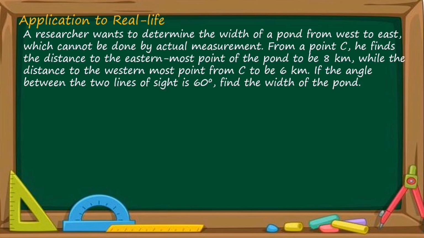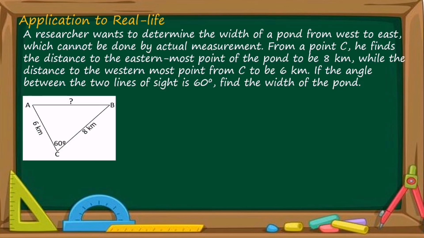Let us illustrate the situation, and here it is. The distance of the pond from west to east is represented by AB. And then, the easternmost point of the pond from C is 8 kilometers, that is BC. And then, the westernmost point of the pond from C is 6 kilometers, represented by AC. And we're looking for the side opposite angle C. Angle C is 60 degrees.